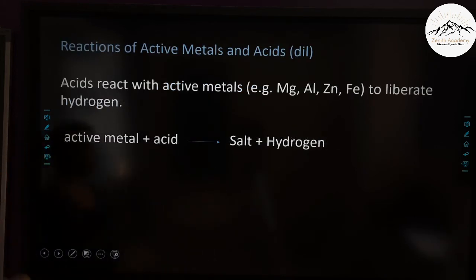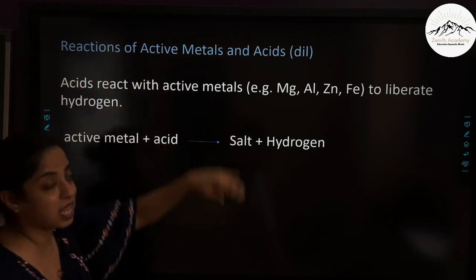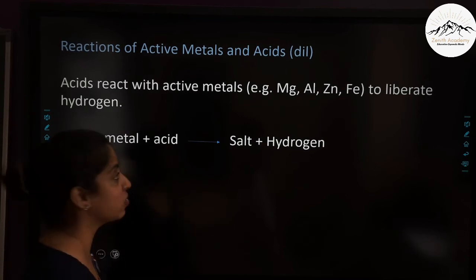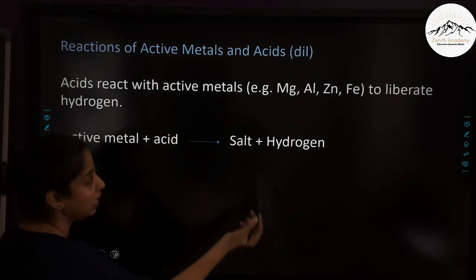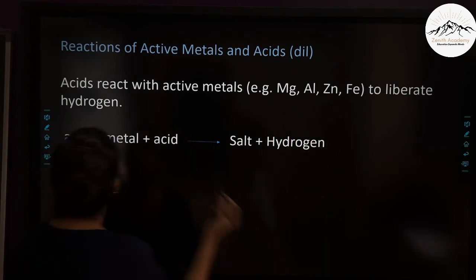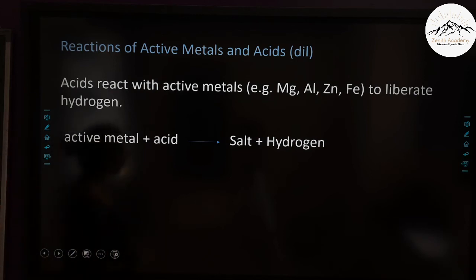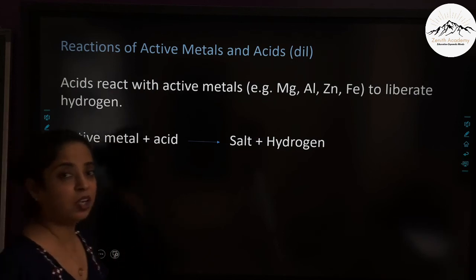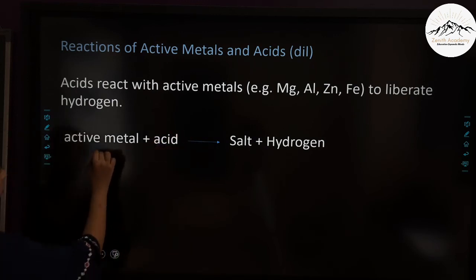Let's go on to the second property, that is reaction of active metals and acid. Now what happens when active metals react with acid? So acids react with active metals like magnesium, aluminium, zinc and iron to liberate hydrogen gas. So whenever any active metal reacts with dilute acid, it will liberate hydrogen. So let's take few examples. Let me take magnesium for example.